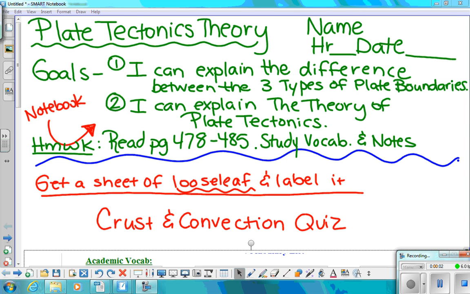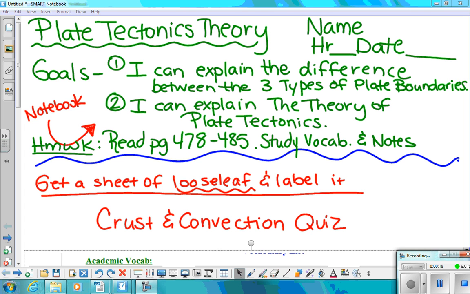Okay, today we're going to be focusing on the plate tectonics theory, and your goals today are going to be: I can explain the difference between the three types of plate boundaries. I can explain the theory of plate tectonics.